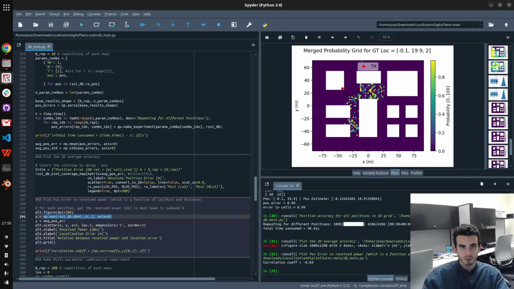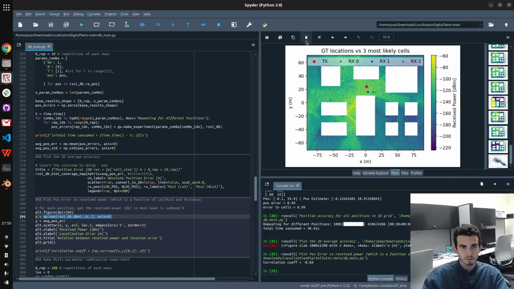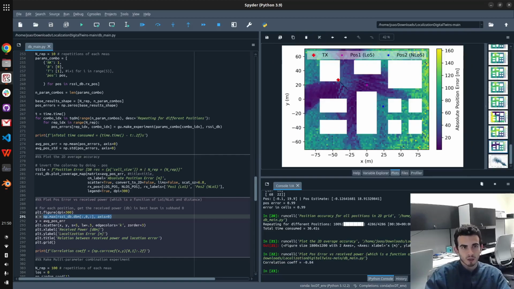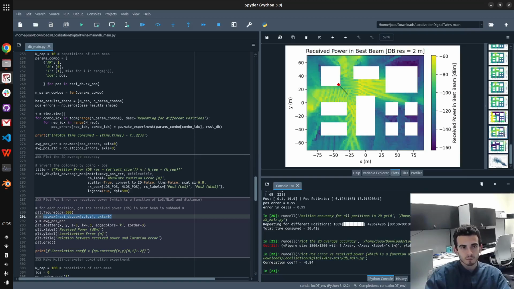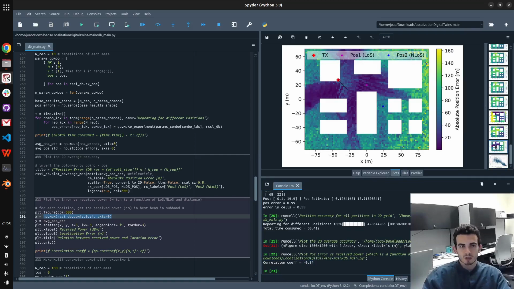We have a few more. Let me delete all of these as well. Yes. So as you can tell from these 2, they are relatively correlated. The correlation is essentially this one, which is -84, which makes a lot of sense. Essentially, the higher your received power, the higher your localization accuracy can be.